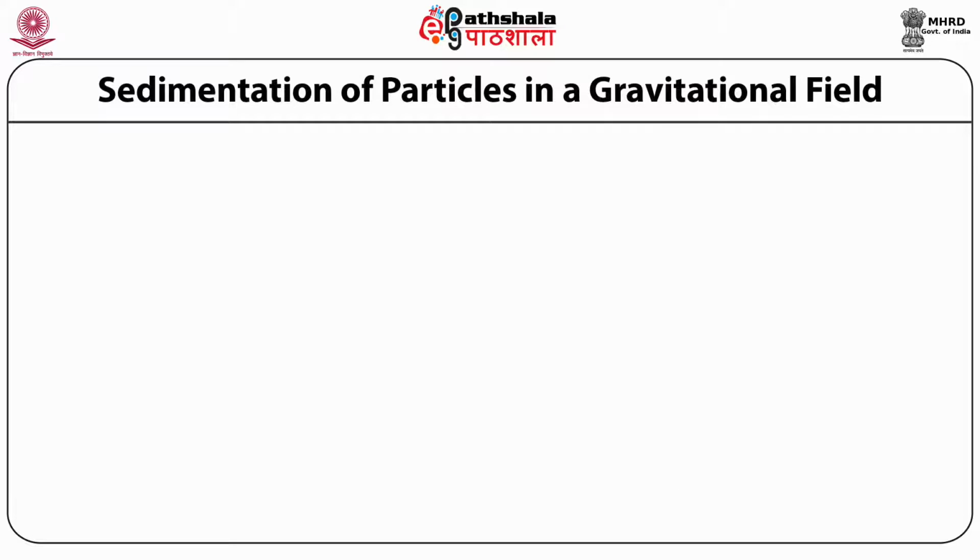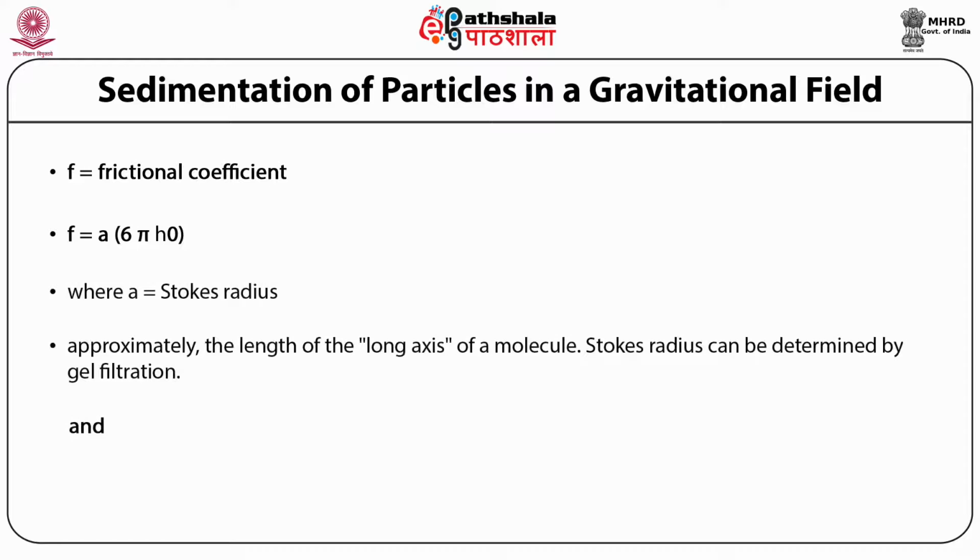Another important feature is the frictional coefficient, because it has a great impact on the separation of molecules, especially biological molecules. The frictional coefficient is a very important factor, and it is given by the Stokes equation, that is F equals A into 6 pi eta, where A is the Stokes radius, approximately the length of the long axis of the molecule. The Stokes radius can be determined by gel filtration, and eta is the viscosity of the solvent.